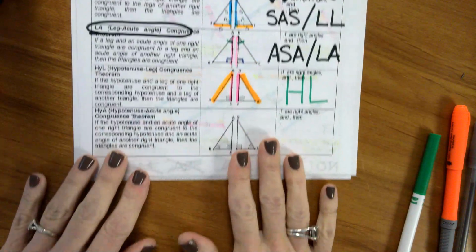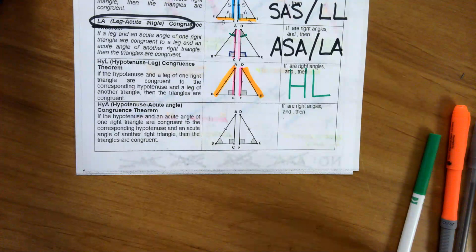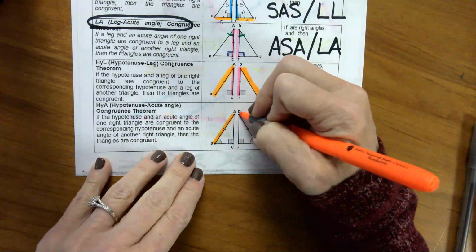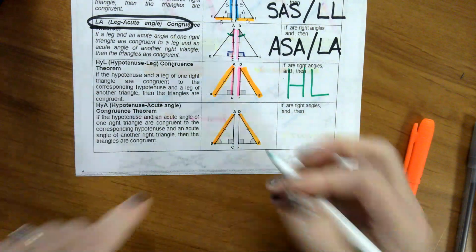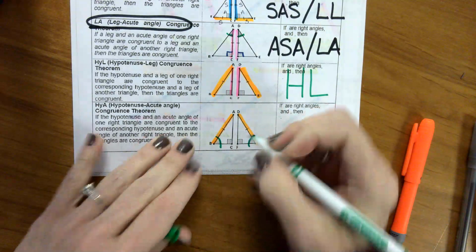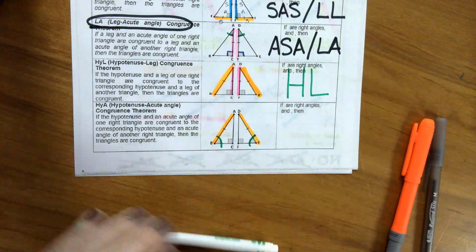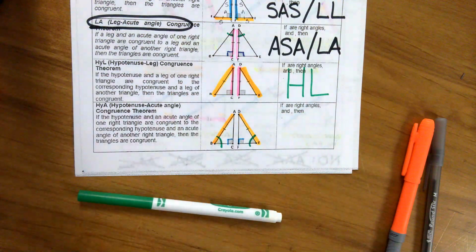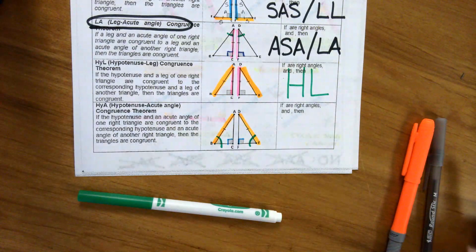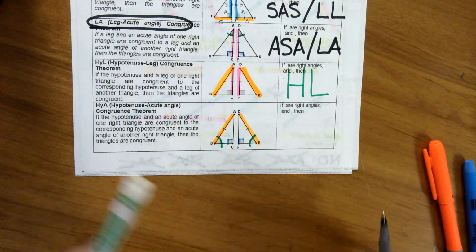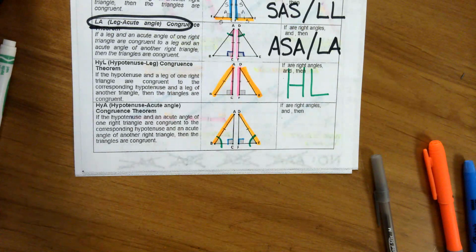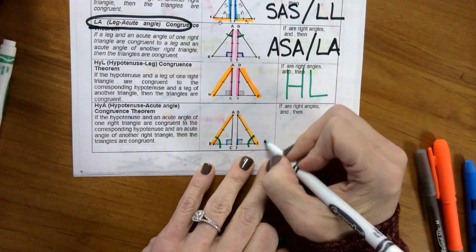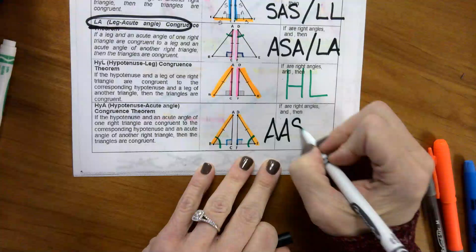And then finally, our last one. We have a side, which is the hypotenuse, so yay. And then we have an angle and an angle, and then we have another angle and another angle. We don't have a leg. So I can't use hypotenuse leg. What can I use for this one? Angle, angle, side.